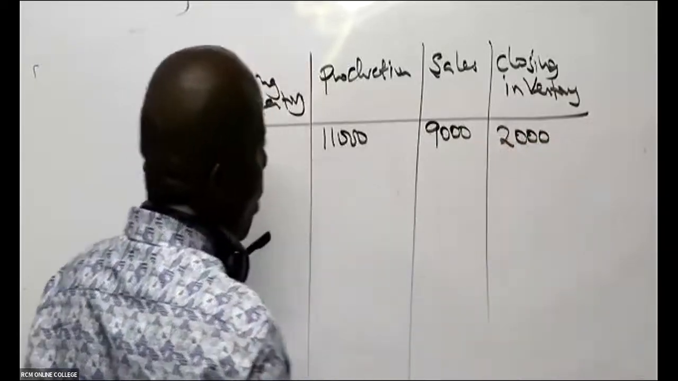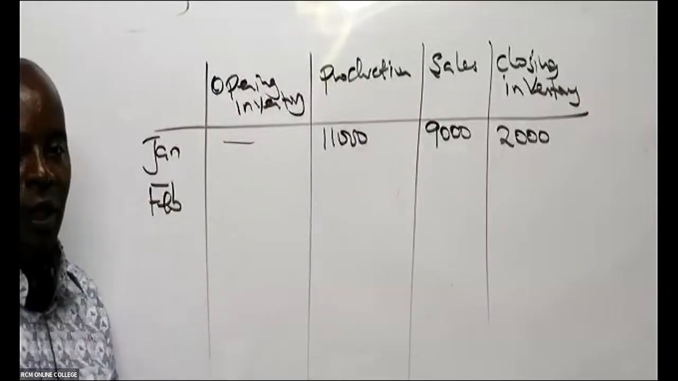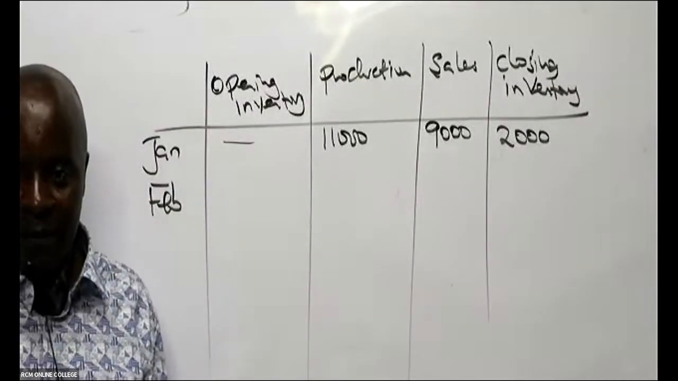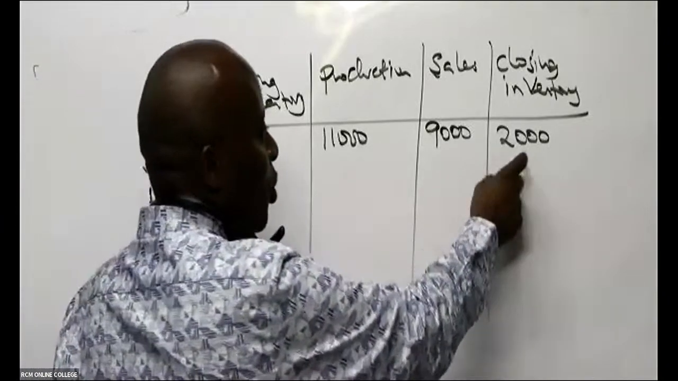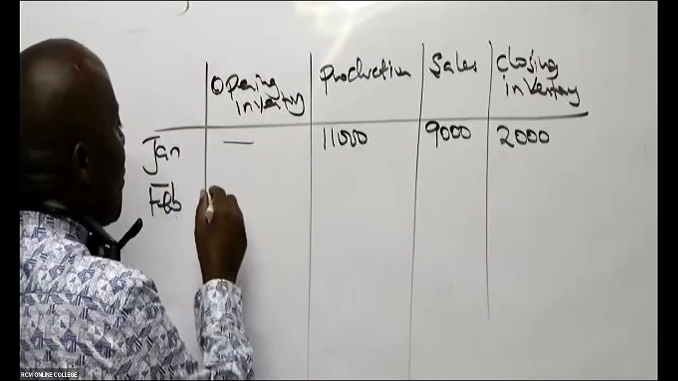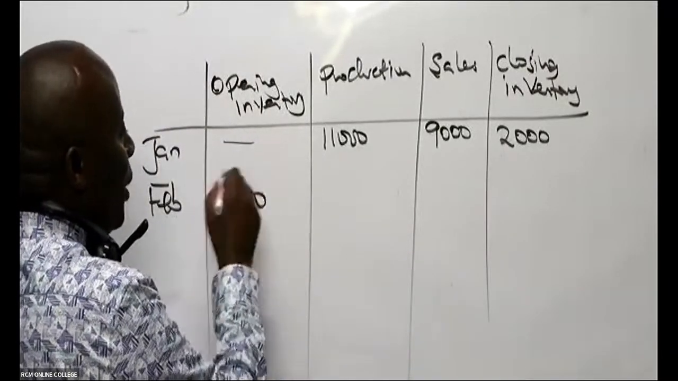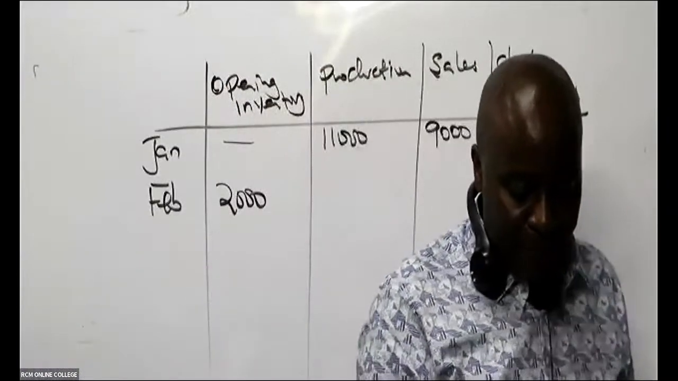2,000. We go, ladies and gentlemen, to February. Who can tell me, what do you think will be the opening inventory for February? 2,000, yes. What we had here as the closing stock in January becomes the opening stock in February. So 2,000. From the handout, are you able to see how many we produced in February?